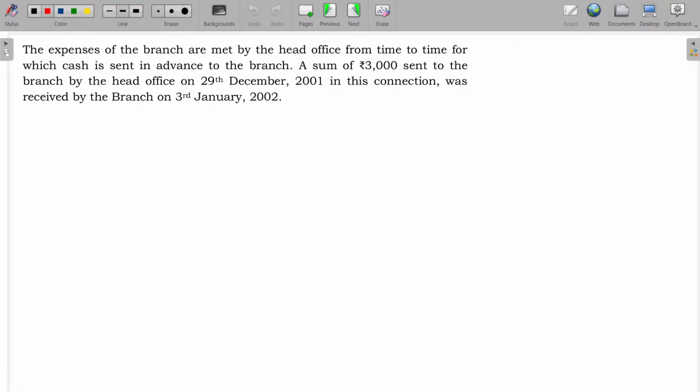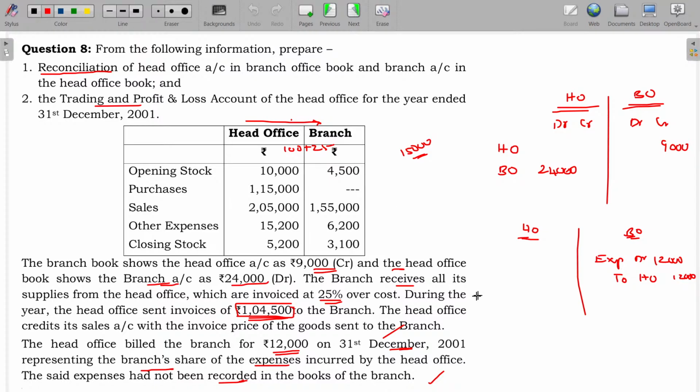The expenses of the branch are met by the head office from time to time, for which cash is sent in advance to the branch. A sum of rupees 3,000 was sent to the branch by the head office on 29th December 2001, but was received by the branch on 3rd January 2002. HO sends the cash but it is not received by the branch office; the branch receives it only on 3rd January. Then it remains as cash in transit to HO. Either you can post that value here or here. I may post that here.